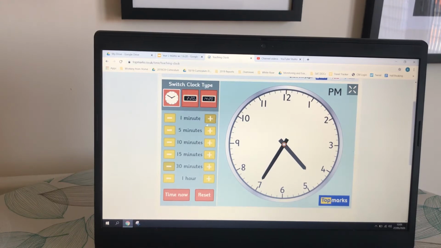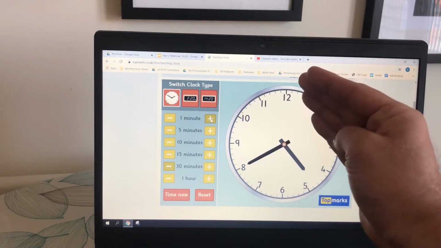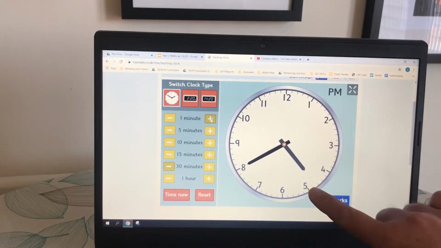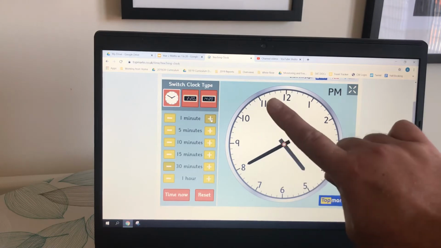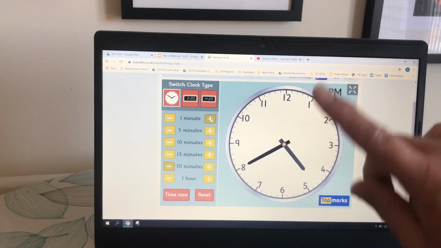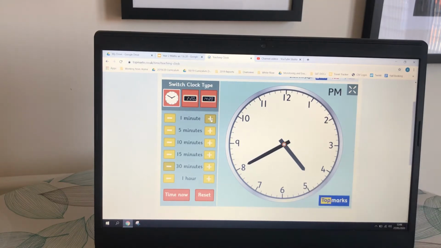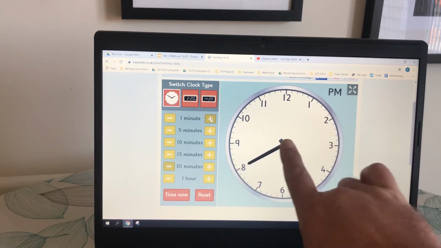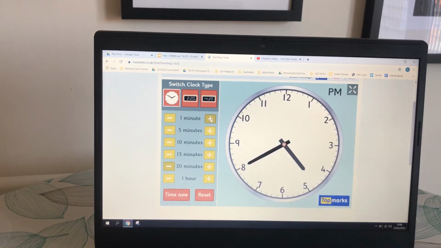So let's move our clock round another 5 minutes. Now, how many minutes have we got till we get to our next hour, which is going to be 5 o'clock? We've got 5, 10, 15, 20. So it's 20 to 5. Okay, so when the minute hand is pointing to the 8, it's always 20 to.